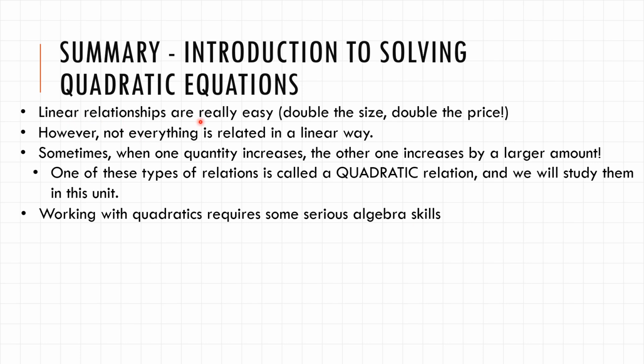Linear relationships are really, really easy to figure out. If it's double the size, just double the price. But not everything in real life is related in a linear fashion, just like we just saw. Sometimes when one quantity increases, like the radius of that pizza, the other quantity increases by a larger and larger amount. And one of these types of relationships is called a quadratic relation. And we are going to study these in this unit. Working with quadratics requires some really serious algebra skills, so just make sure you're buckling down and ready to practice those skills throughout this unit.